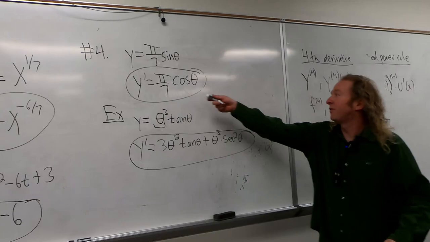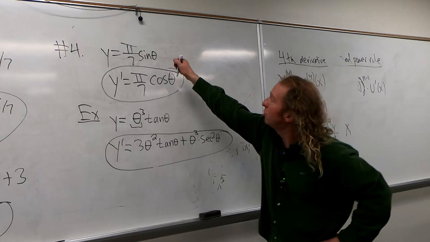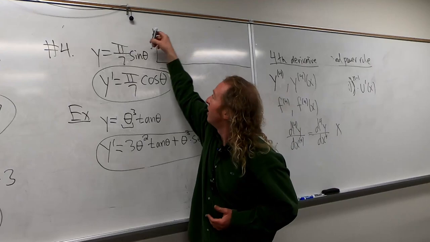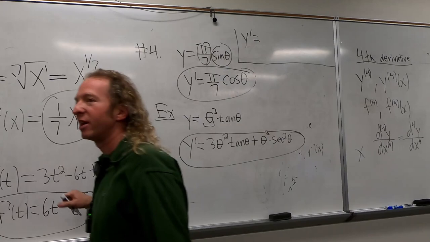You could do it, though. Let's be weird. Let's do it. Why not? We're supposed to learn stuff. Check this out. If this is the first and this is the second, what's the derivative of pi over 7? 0.